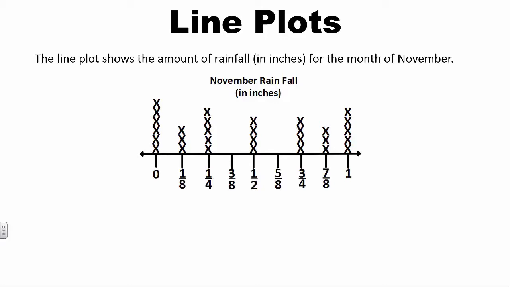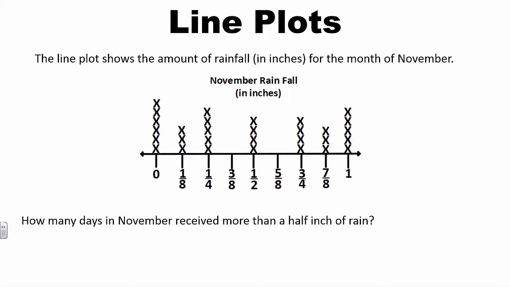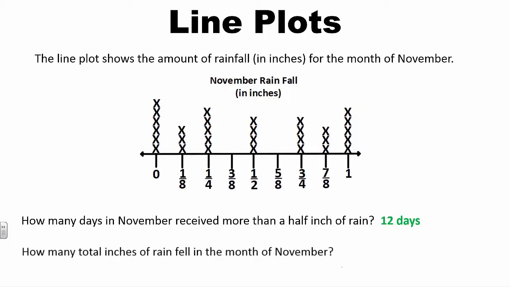For example, the line plot shows the amount of rainfall in inches for the month of November. Students will use this information to solve problems such as, how many days in November received more than a ½ inch of rain? If we count the number of days that had more than ½ an inch, we see that 12 days received more than ½ an inch of rain.